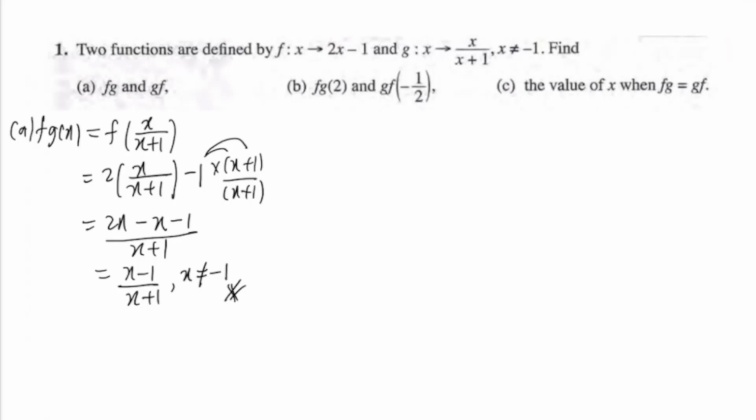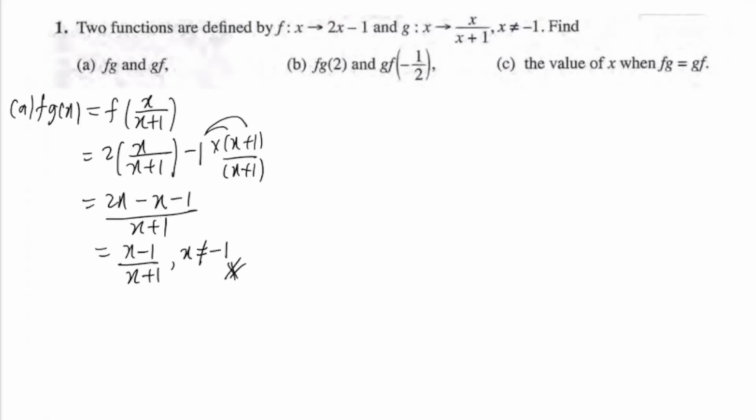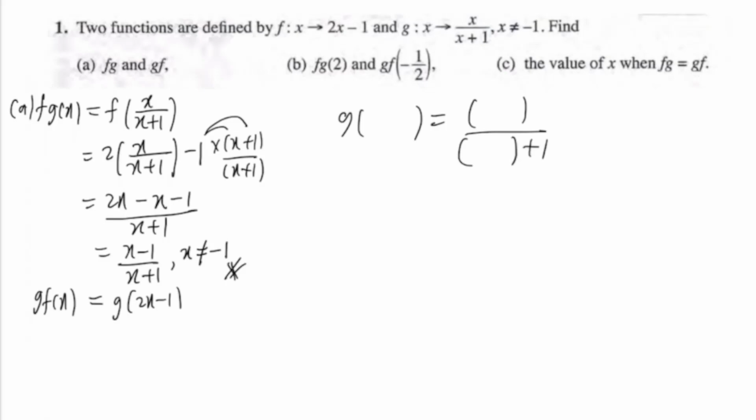So how about your g(f(x))? Okay, let me move this up a bit. To find g(f(x)), we are now putting f(x) inside g(x). My f(x) is 2x - 1, and my g(x) is x/(x+1). Again, when it comes to composite function, you got to think in terms of brackets. So we're going to put inside a bracket here 2x - 1, and I'm going to put in 2x - 1 here as well.